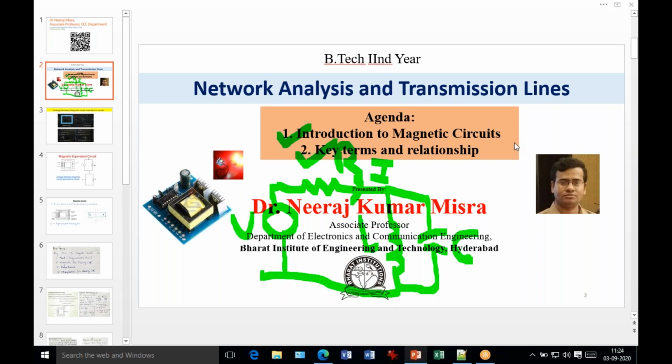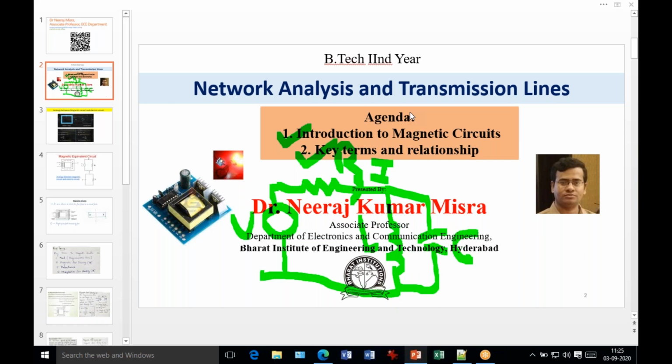So a transformer means the high voltage supply is available on the transmission line, and that high voltage is connected to the transformer. The transformer may be of two types, step up or step down, and then your output voltage may be low or high. That is only possible by magnetic circuits.